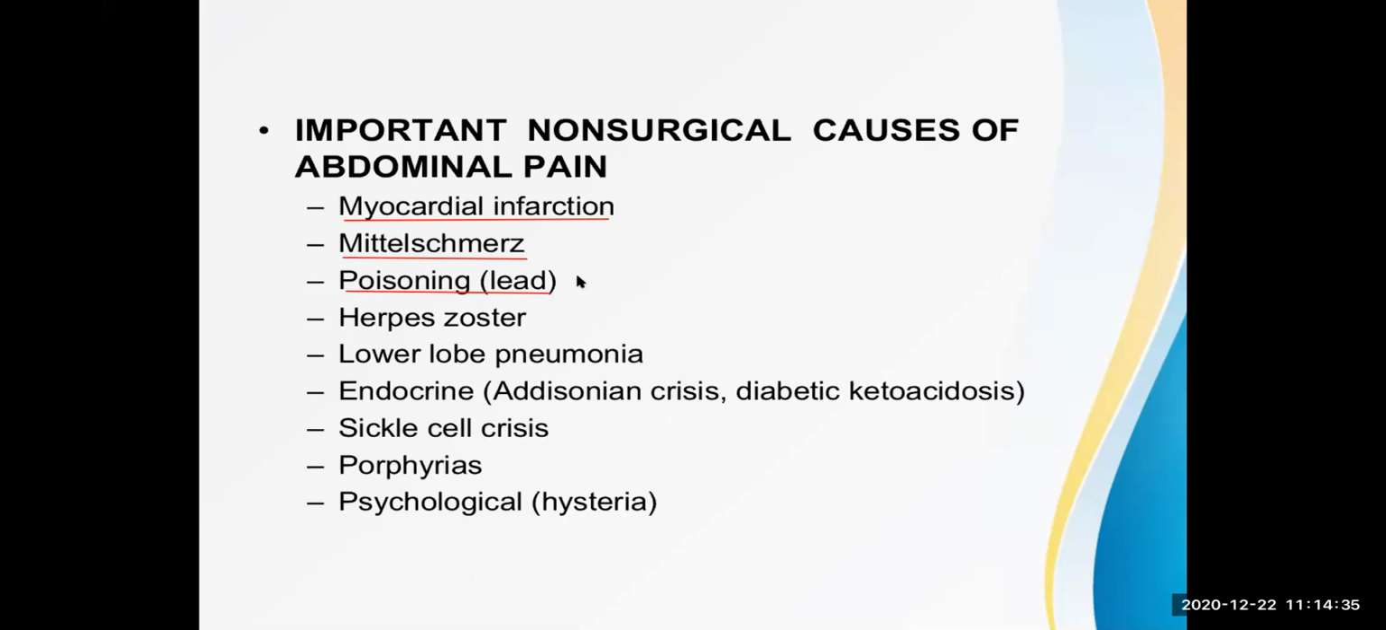Some children have this habit of eating non-edible substances. Sometimes they just keep on biting their pencil. Sometimes they keep eating some of the paint. They take out some of the paint from the wall and they chew or swallow it. So these are the risk factors for lead poisoning.